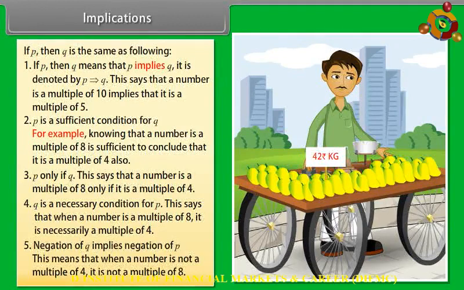Negation of Q implies negation of P. This means that when a number is not a multiple of 4, it is not a multiple of 8.